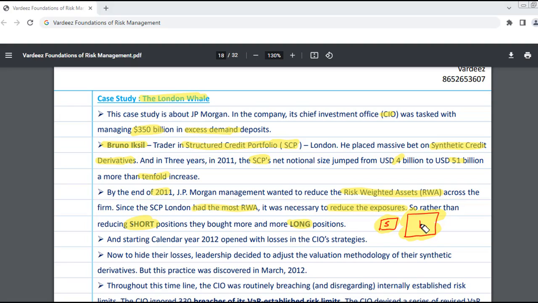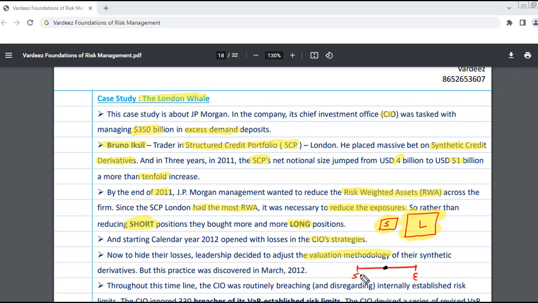This was much larger and effectively increasing the overall risk of the portfolio. So that's one thing that led them to trouble. And apart from that, in 2012, the CIO strategies were facing losses. To hide their losses, the leadership of the CIO decided to adjust the valuation methodology of their synthetic derivative.